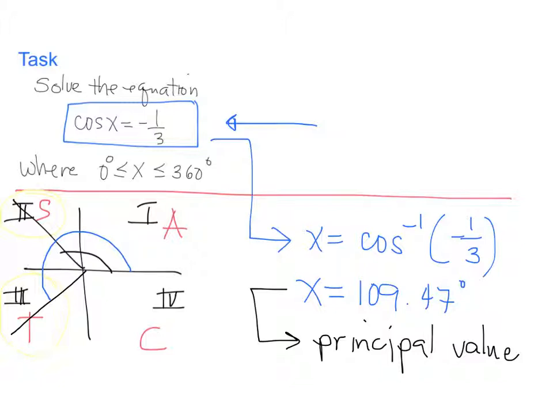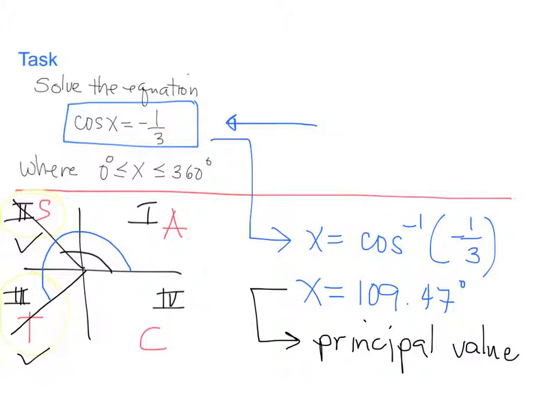Note 109.47 is in which quadrant? That's in the second. So we're okay now with the second quadrant. Our goal is to find the angle in the third quadrant. So how do we find it? Find the reference angle. Why do we need the reference angle? Because we need something to start off with, a starting point. So what is the reference angle here?